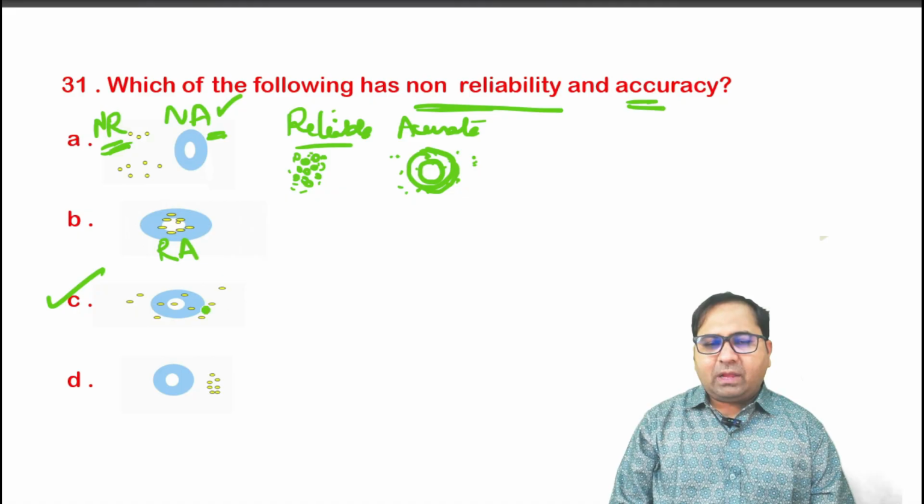This is reliable and accurate. And over here you see the shots are touching the bullseye, so it is accurate, but they are not concentrated at one place, so therefore it is non-reliable.